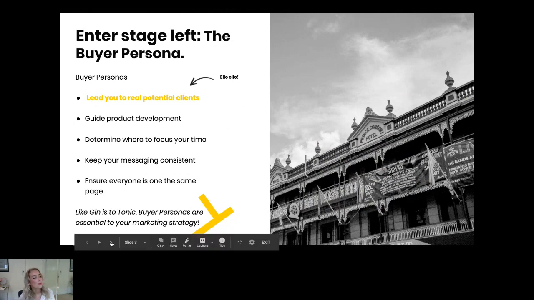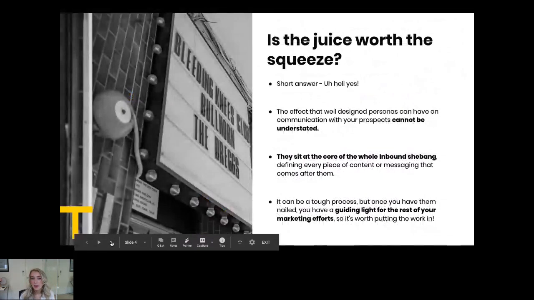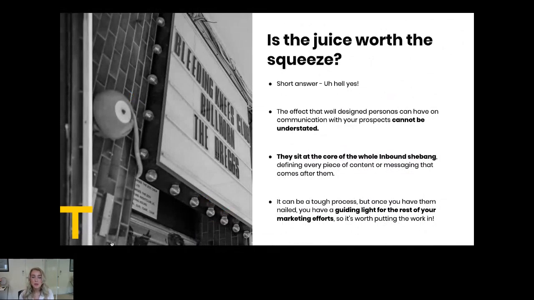So, a lot of people ask whether or not it's worth it. I mean, we've got an hour session today. Should we even be looking at this? And the short answer is yes, obviously. The effect that really good buyer personas have on your bottom line can't be understated. They sit at the very core of the whole inbound methodology, and they have to define every bit of content or messaging that comes after them. So while it can be a bit laborious and the workshops and everything involved can seem a bit tough, once you have them down pat, we like to think of them as a bit of a guiding light for the rest of your marketing efforts and 100% worth putting the work in.